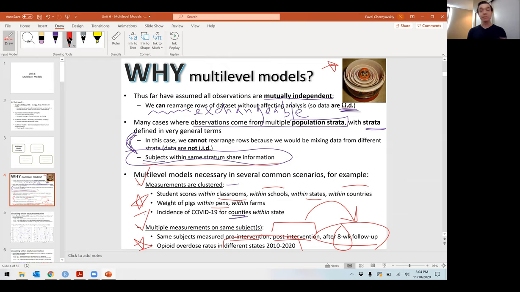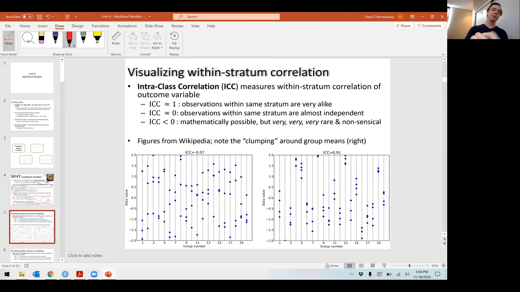So now I'd like to introduce this concept of intra-class correlation. I mentioned that data within the same stratum, the same population grouping, tends to be positively correlated. And we have a measure of that correlation. It's called intra-class correlation. It measures within-stratum correlation of the outcome variable. So if ICC is really close to one, then once you know what stratum they're in, there's very little variability. Observations within the same stratum are very alike. If your ICC is one, stratum tells you a lot about the outcome you're about to observe.